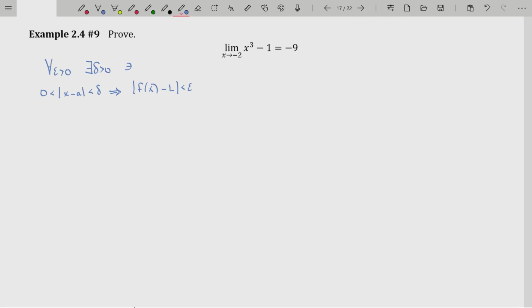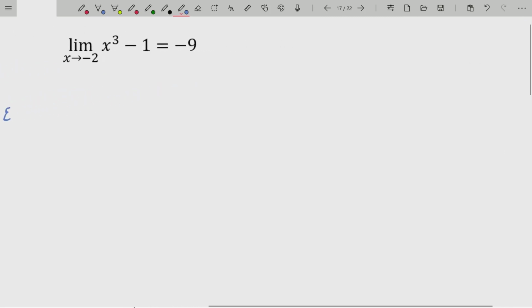So we're going to go ahead and do our scratch work. It has the same feel though. The scratch work will feel very, very similar to what we just did.